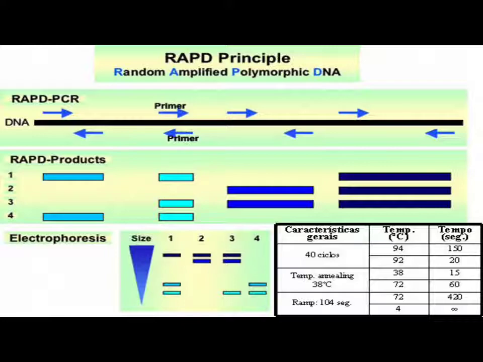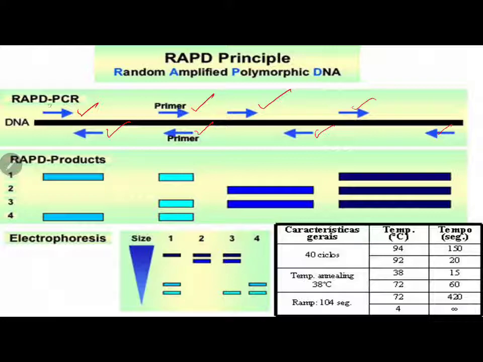As the name itself is self-explanatory, we amplify DNA randomly using primers to get fragments. If you can see here, whichever is given in blue color, like this one, this one, this one, this one, these are primers, and you can see the products of primers.